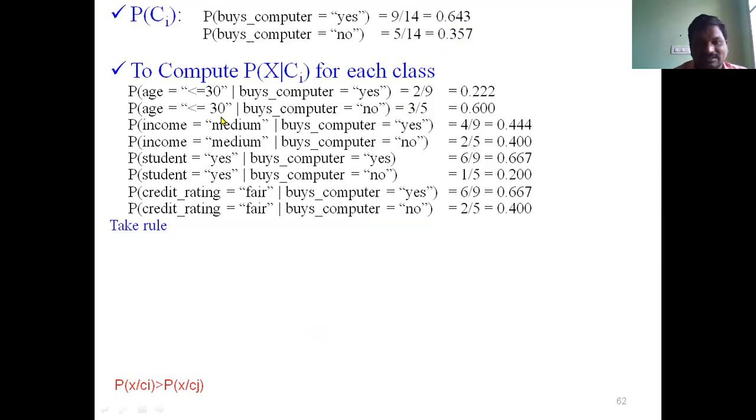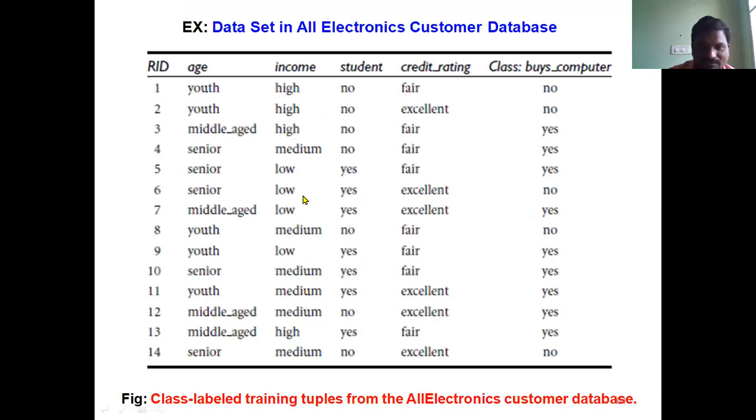Here are the C1 and C2 values. Here, age by buys computer, yes or no. For X, take age. The age here is youth, that is, age less than or equal to 30, with buys computer yes. How many values are there? Let's count the youth values: 1, 2, 3, 4, 5. Total 5 youth values are there.